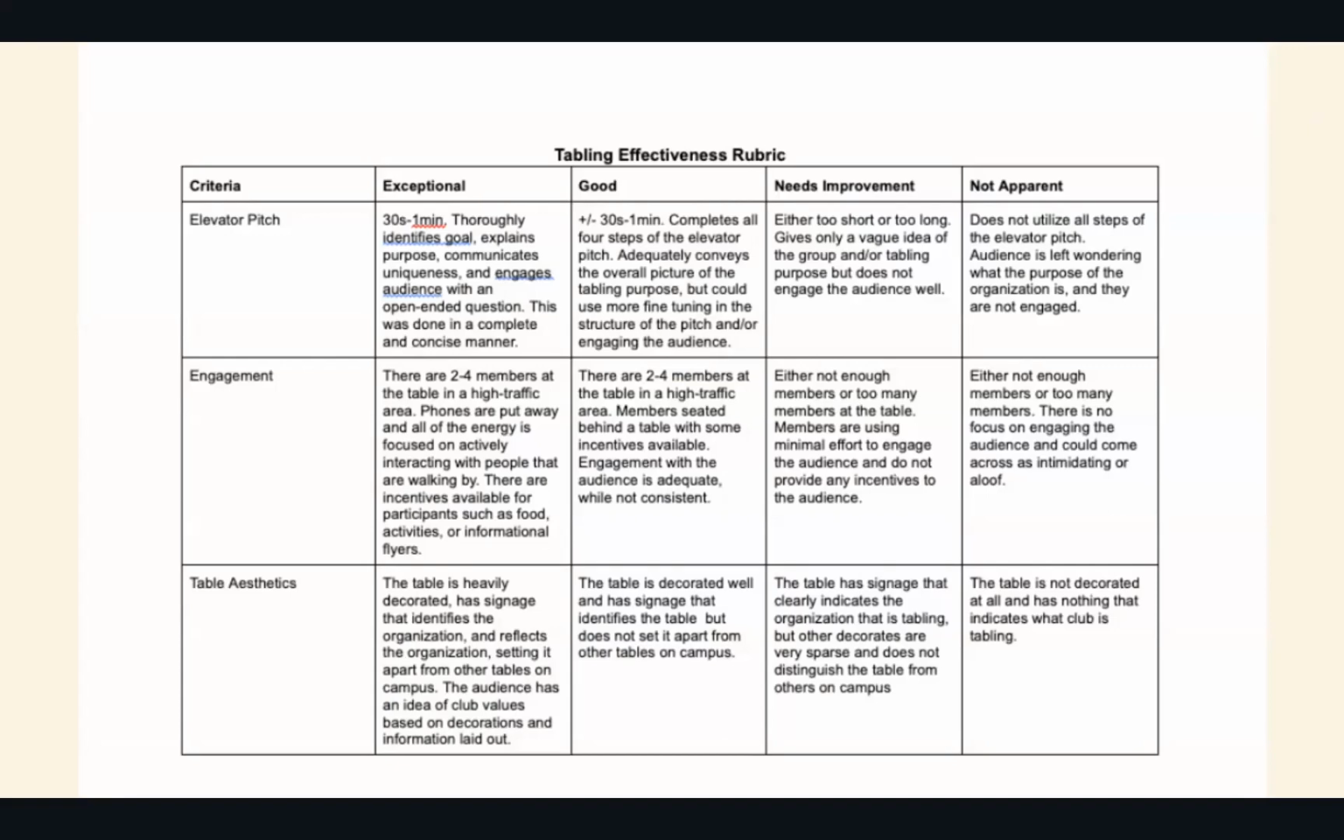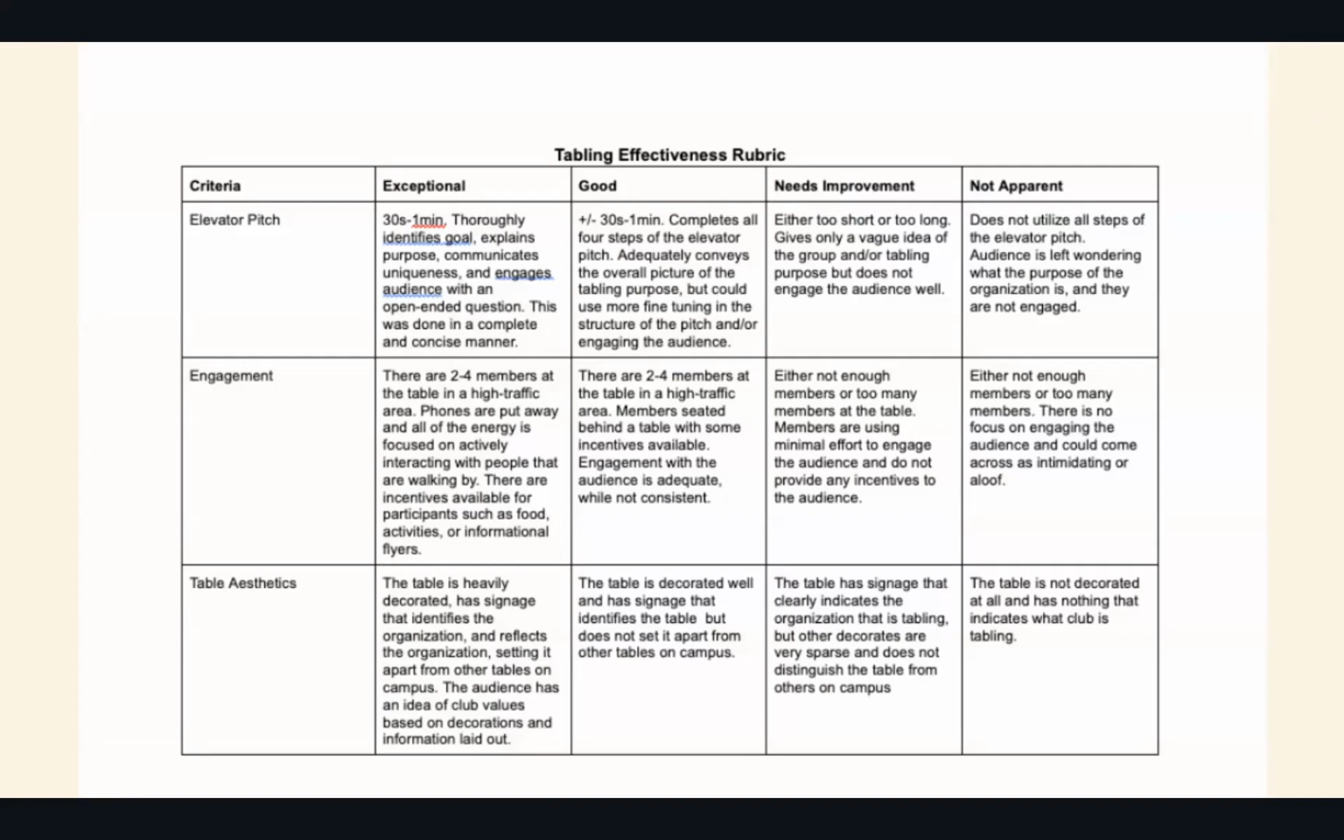For engagement, there should be 2 to 4 members at the table in a high-traffic area. Phones are put away, and all the energy is focused on actively interacting with people walking by. And there are also incentives available at the table for participants, such as food, activities, or informational flyers.